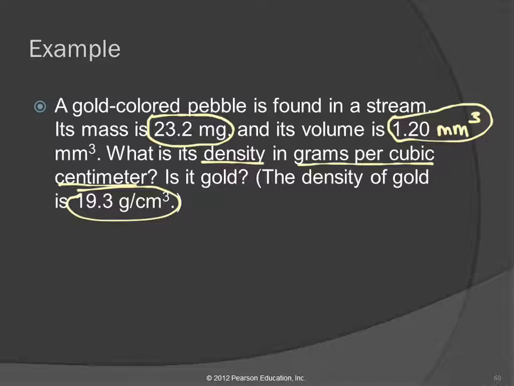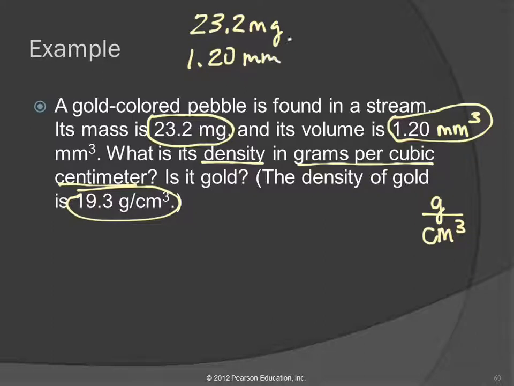So we need to make some sort of a path down here, and we're going to end up with grams per cubic centimeter as our final. What are these things that we're given? Well, let's write them out. 23.2 milligrams and 1.20 cubic millimeters. It does identify them. If it doesn't, we could do it from the units, but it says the mass is 23.2 milligrams. So this is the mass. The volume is 1.20 cubic millimeters.